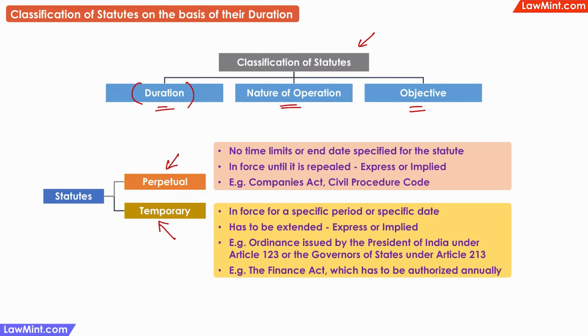A perpetual statute does not have any specific time limit or end date. It is in force until it is repealed, either expressly repealed or the repeal is implied in some way. Most statutes are perpetual, such as the Companies Act or the Civil Procedure Code.